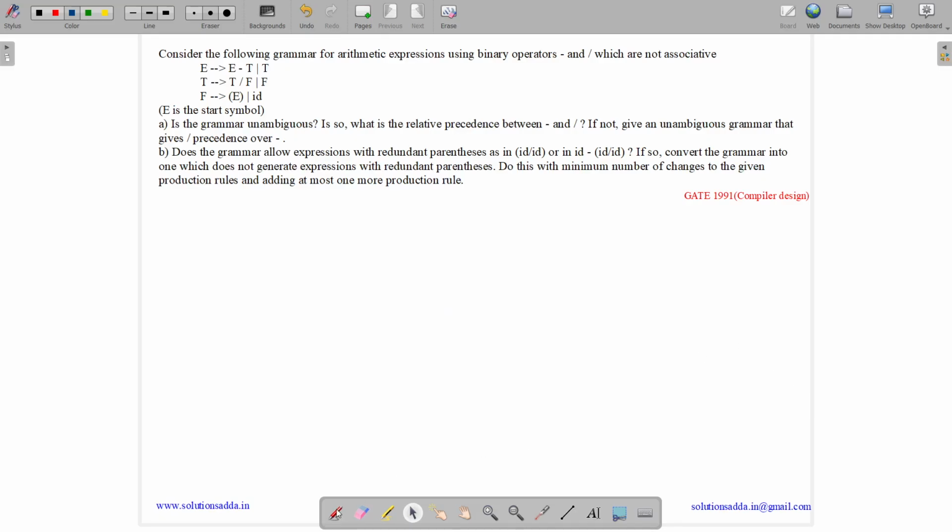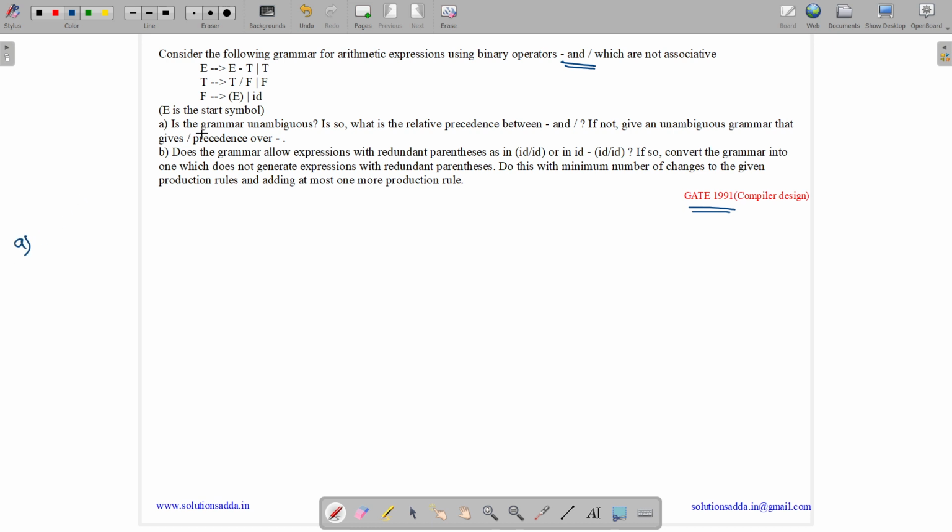This question belongs to compiler design subject and was asked in GATE 1991. So the question states, consider the following grammar for arithmetic expression using binary operators minus and divide which are not associative. E implies E minus T slash T, T implies T divided by F slash F, F implies E slash id, where E is the start symbol. And it has two parts. Let us see each part one by one.